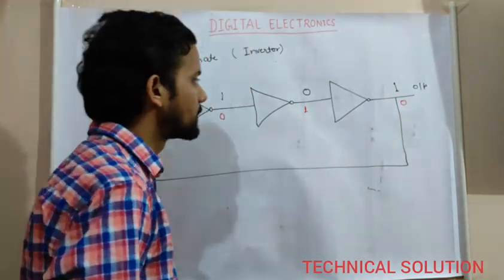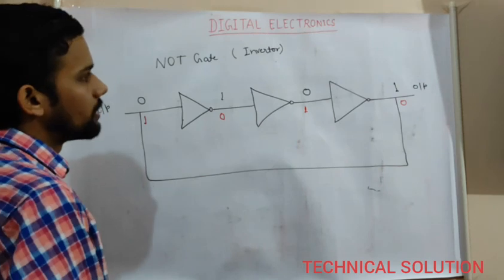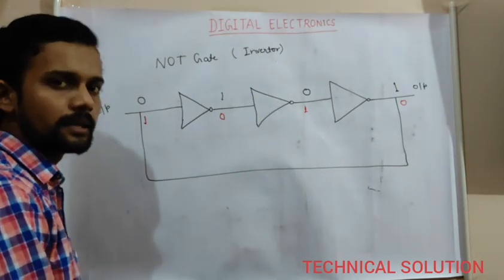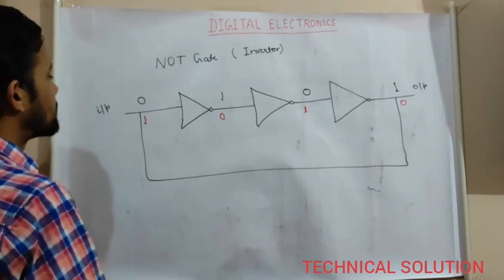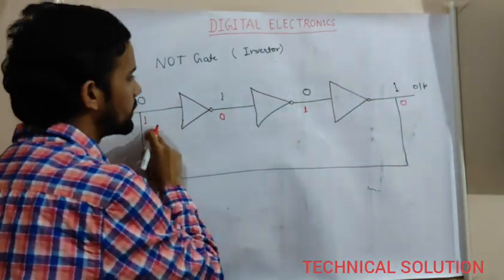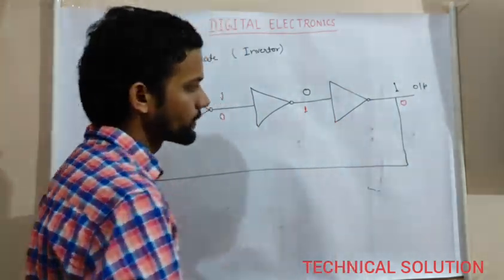That means if there are an odd number of inverters like this, then we get a change in the output. If we apply 0, we get 1. If we apply 1, we get 0.